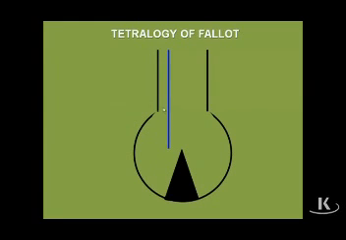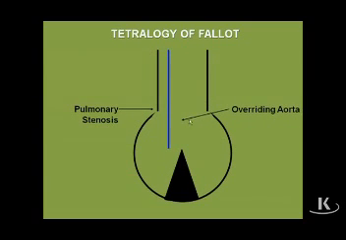So this unusually small pulmonary trunk is given the name pulmonary stenosis. This overly large aorta is given the name overriding aorta. Overriding because it's so big that it's in fact straddling both ventricles instead of just the left ventricle. So we see that pulmonary stenosis and overriding aorta are fundamentally the opposite sides of the same coin. It simply means that the septum was displaced to the right.